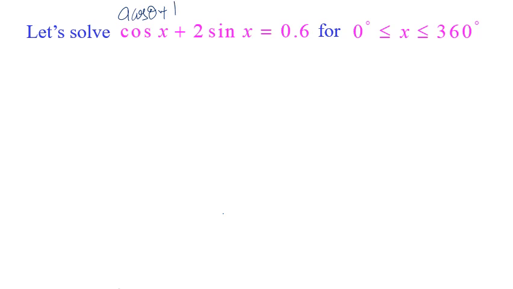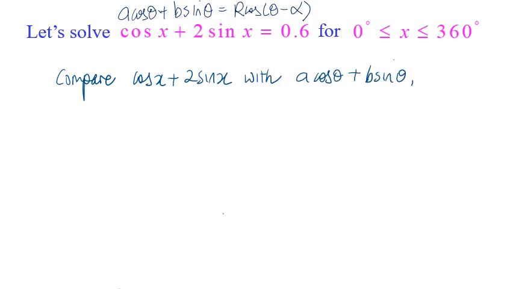Right, let's do one example. Okay, supposing we're asked to solve cosine x plus 2 sine x equals 0.6. All right, so we need to compare it with our a cos theta plus b sin theta. Remember, this equals R cosine bracket theta minus alpha. And we can see that a is equal to 1, and your b is equal to 2.